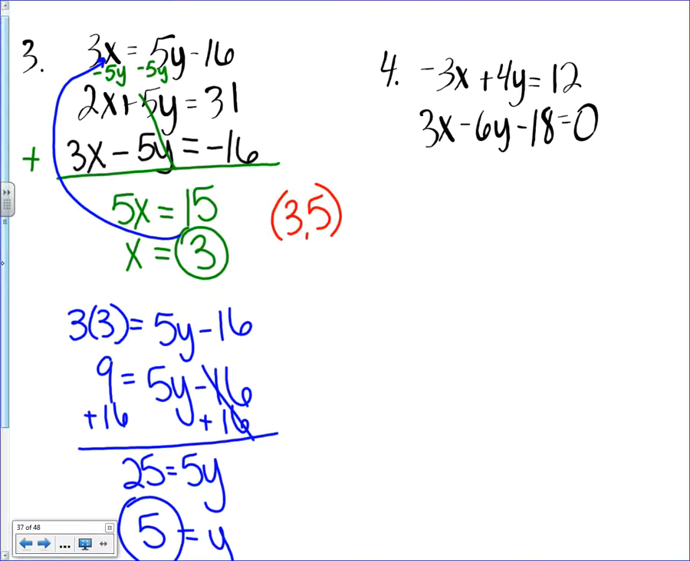Did I tell you guys how many examples I have for you today? No? Let's see how many I got. I've got 10. Okay. All right, take a look at number 4.